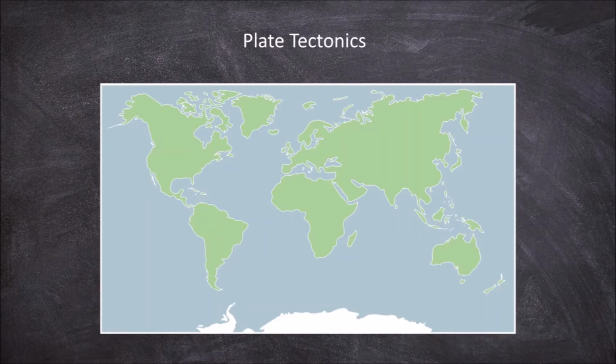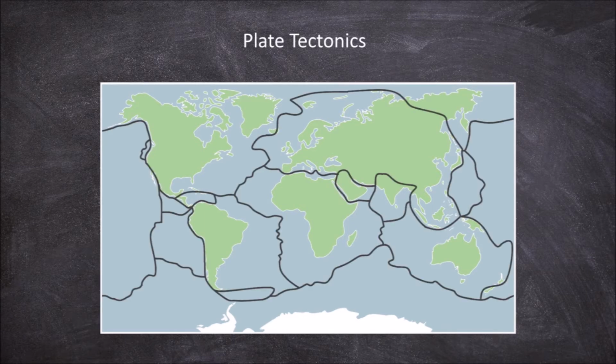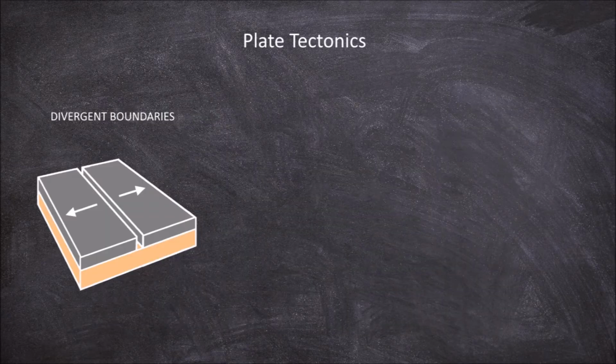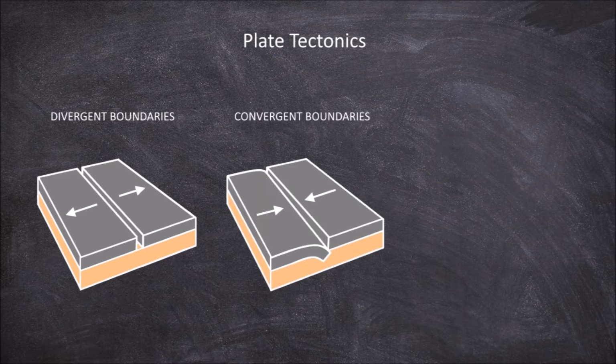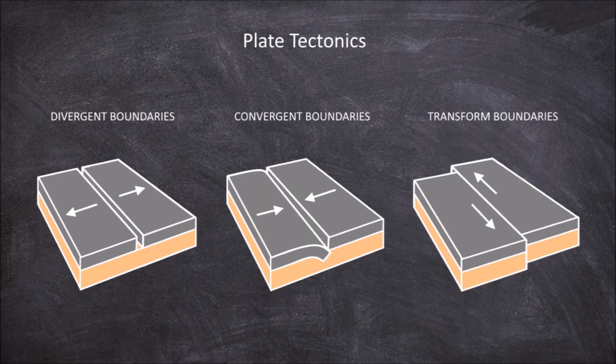The Earth's outer layer is made up of a patchwork of plates. There are two kinds of tectonic plates: continental plates and oceanic plates. Where these plates meet are called plate boundaries. Earthquakes, trenches, mountains, rifts, and volcanoes are associated with these plate boundaries. Depending on how these plates are moving in relation to the adjacent plate, there are three forms of plate boundaries: divergent boundaries, convergent boundaries, and transform boundaries.